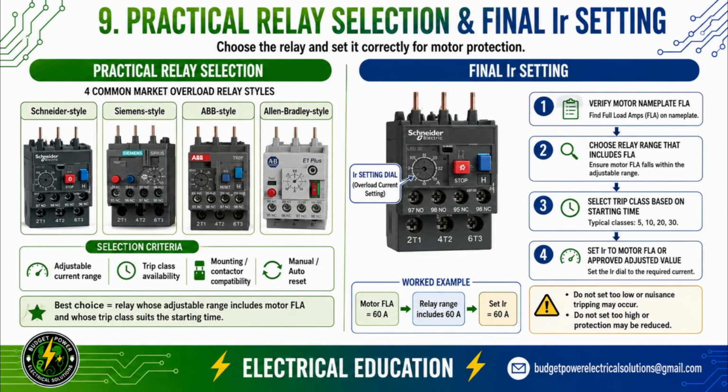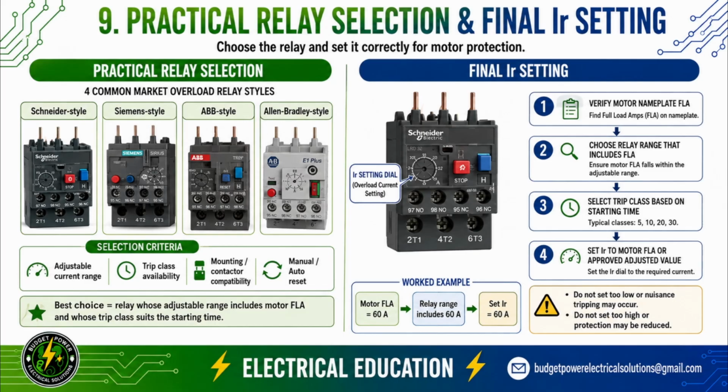Now let's bring everything together and make the final practical selection. First, verify the motor nameplate full load current. Second, choose an overload relay whose adjustable current range includes that motor current. Third, select the correct trip class based on the motor starting time and application. Then set the overload relay current, IR, to the required motor value according to the approved setting method.